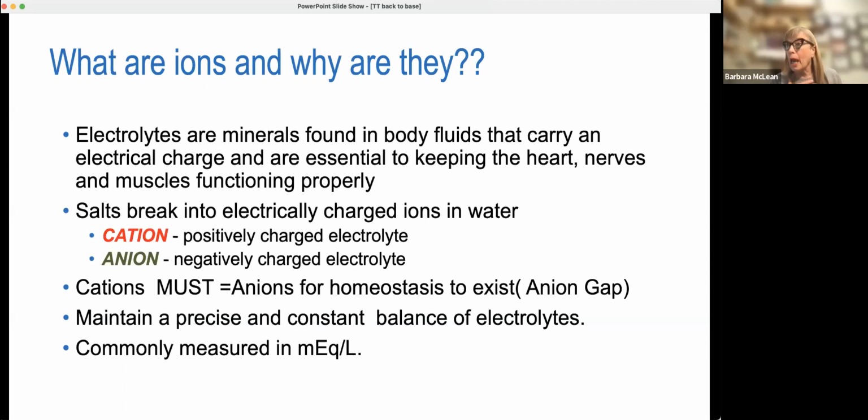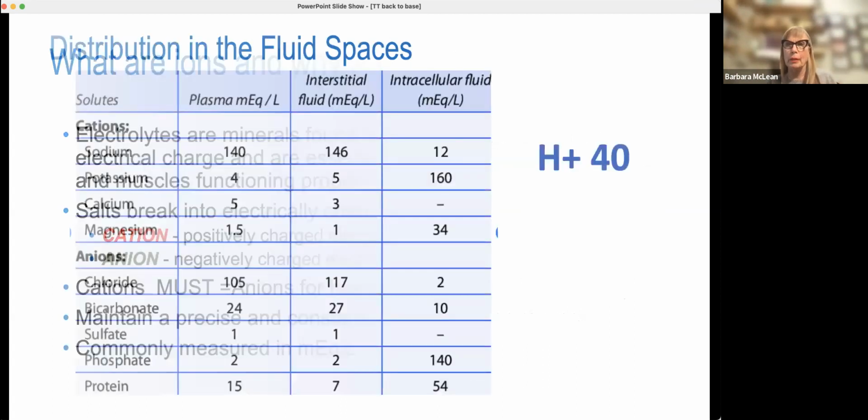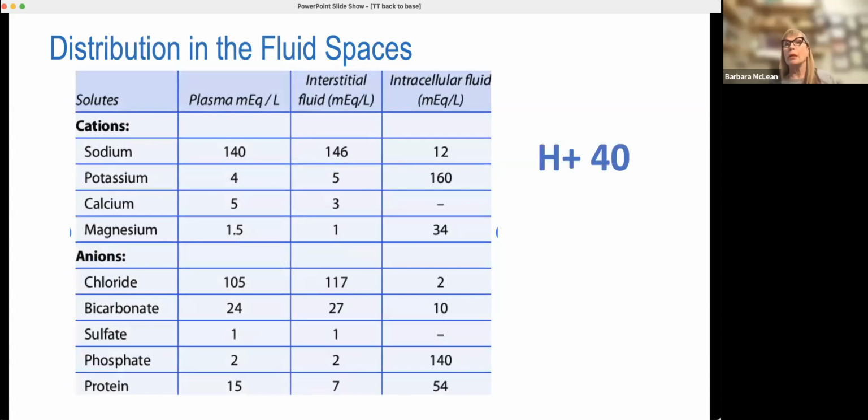Okay, so again, I want to remind you about ions. When we talk about ions, those are really related to the electrolytes. And they are salts that just break down in water. They have electrically charged ions. The cation is positive, anion is negative. And in a homeostatic state, everything is right, everything is equal. Cations equal anions, meaning that positives equal negatives, and then there's just no movement because there's equality there. And they, of course, are commonly measured here in the United States in milliequivalents.